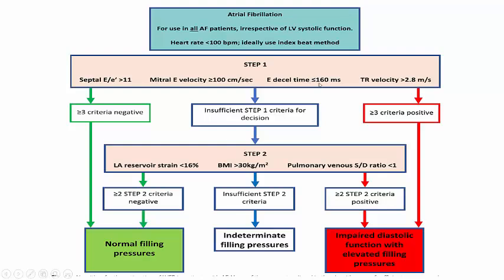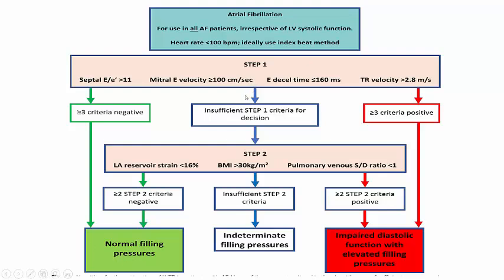milliseconds, another point, and tricuspid regurgitation velocity, if it's more than 2.8 meters per second, it's another point. So, if 3 of these are positive, that means your patient has impaired left ventricular diastolic function with elevated filling pressures, and the left atrial pressure would be high in these situations. If it's 3 points negative, it's normal filling pressure.